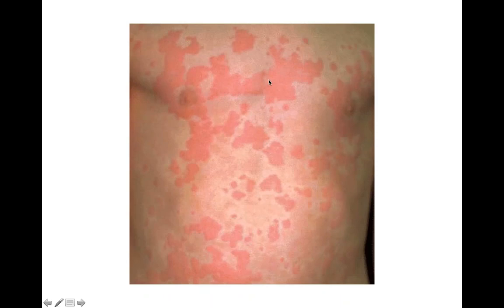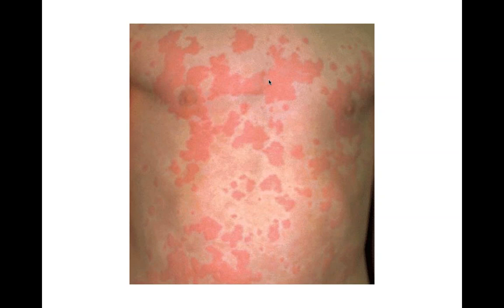So next topic is urticaria. In urticaria also, as I said earlier, there is a generalized rash, which is evanescent, meaning it appears and then it disappears.